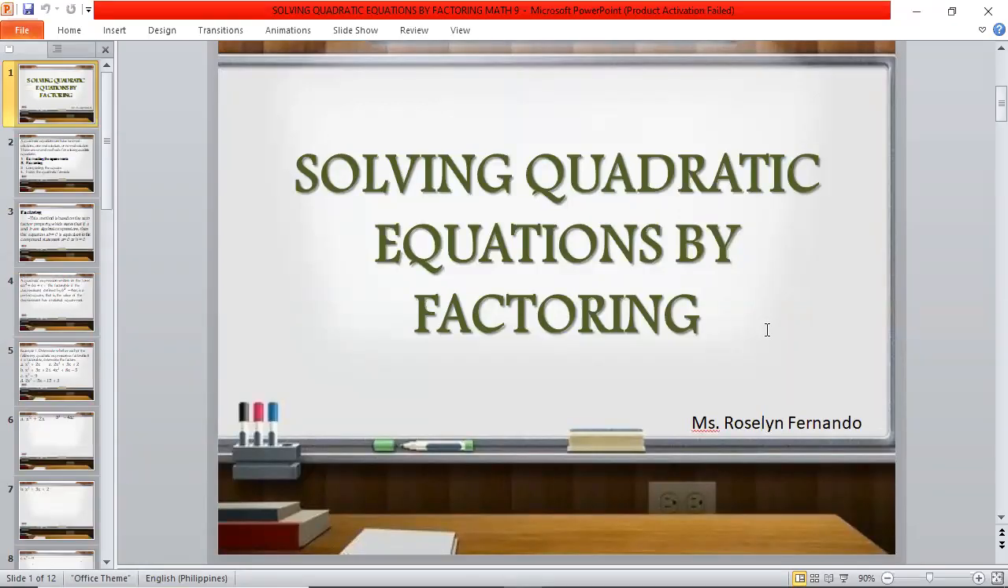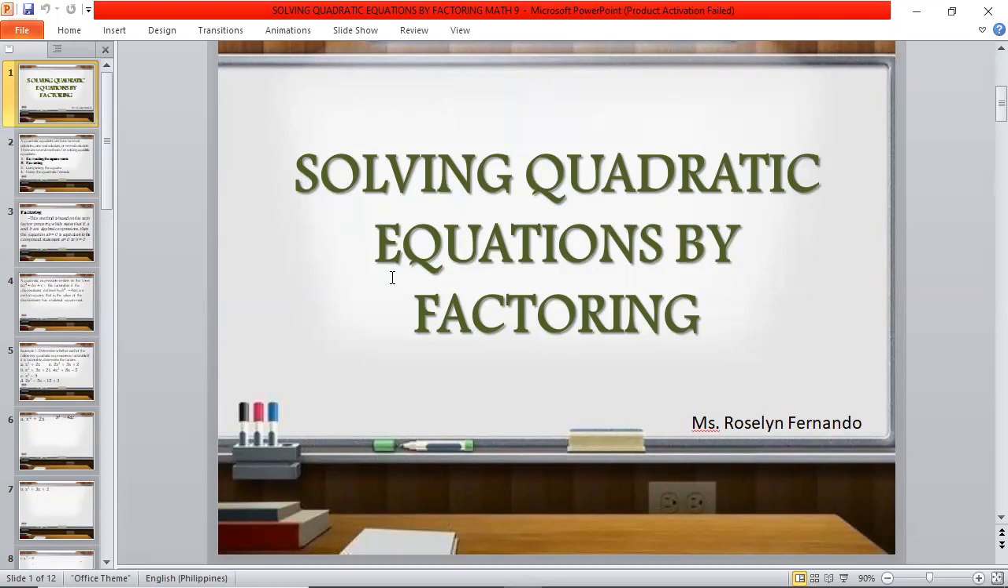I am going to discuss solving quadratic equations by factoring. We also need to identify whether that expression is factorable or not. So how? We need to get the discriminant of the expression. How are we going to get the discriminant of one expression? We need to use b squared minus 4c as defined by the discriminant. We need to use that formula to get the discriminant of one expression.